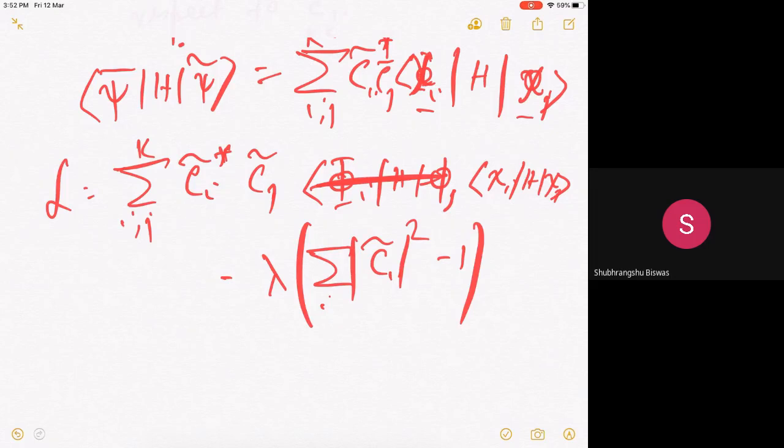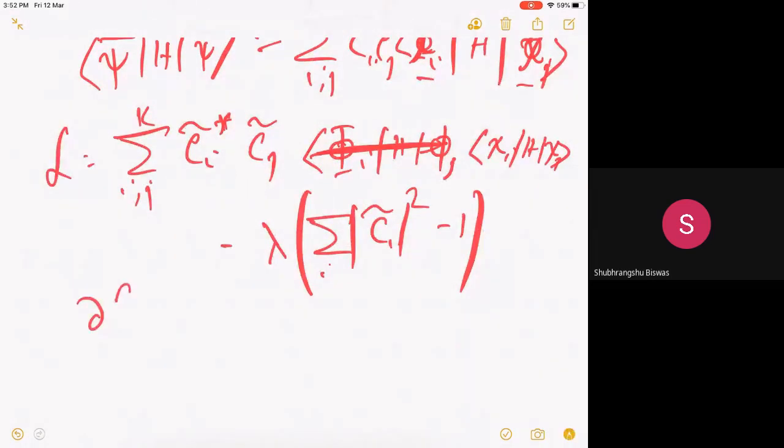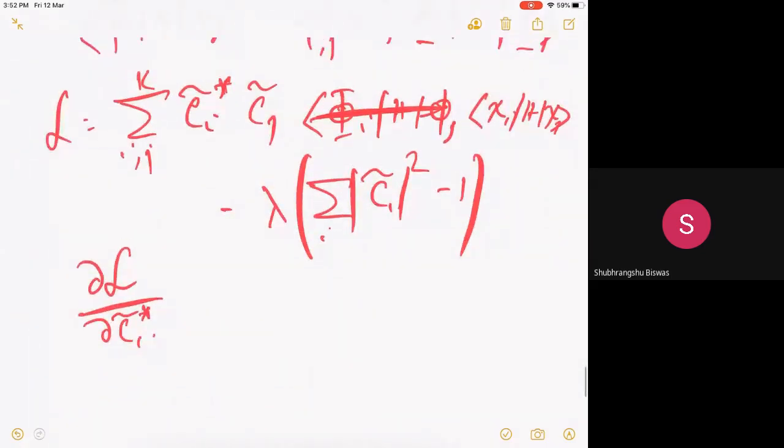Now what do I want to do? This is everything in terms of coefficients. I want to vary this Lagrangian with respect to one of the c_i, so let's say c_i tilde star. Note that if I vary with respect to c_j tilde or c_i tilde star, they are identical because they are complex conjugates of each other. The equation will be identical. So let me do this exercise.